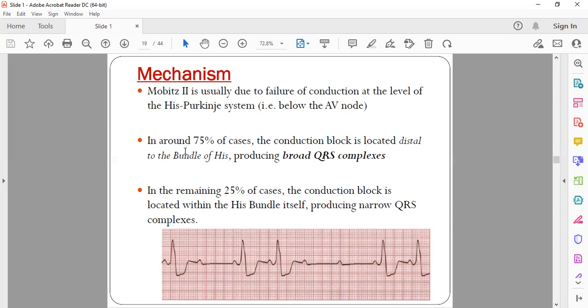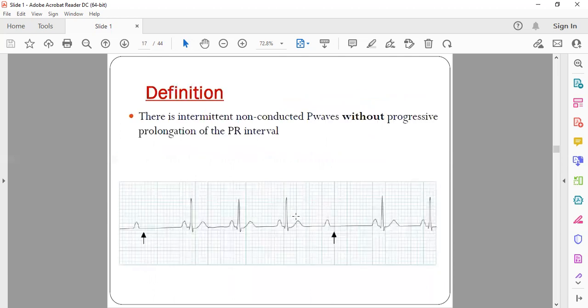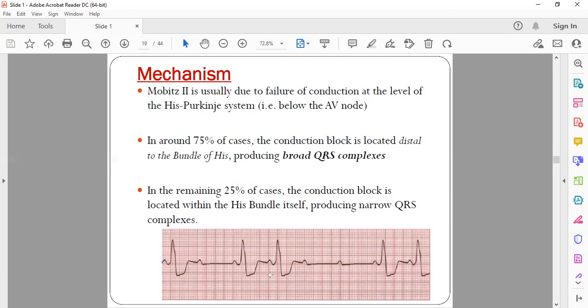Whenever there is a defect in the bundle of His, the ventricles will start acting as their own pacemaker. And whenever the ventricles act as a pacemaker, they function very slowly. It's not very fast, so everything gets prolonged, and there's a broad QRS. You can see here a broad QRS complex. But Mobitz type 2 can also have a narrow QRS complex if the block is within the bundle of His, and not distal to it. If the block is prior to the bundle of His, you can see a narrow complex, as seen in this. And if it is post bundle of His, there's a broad QRS as seen in this ECG.